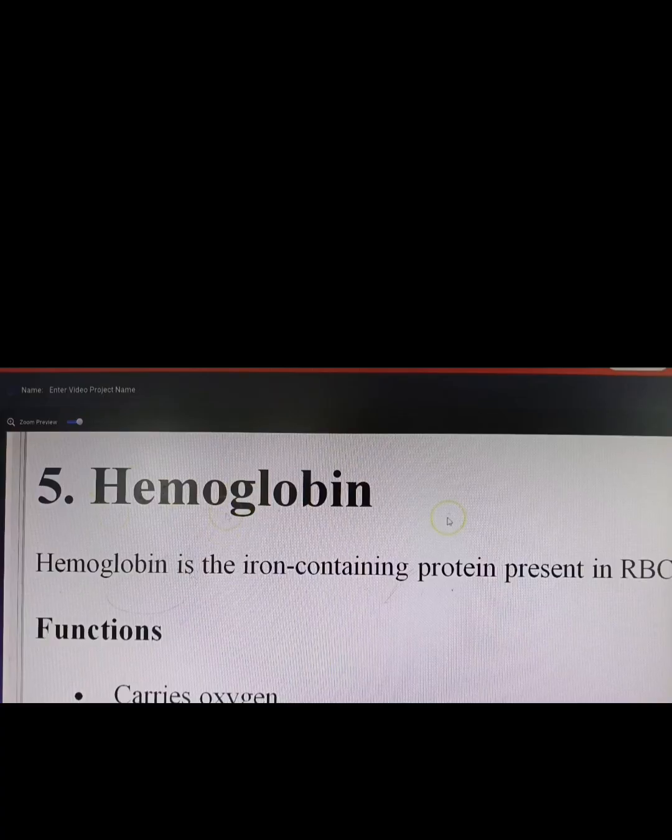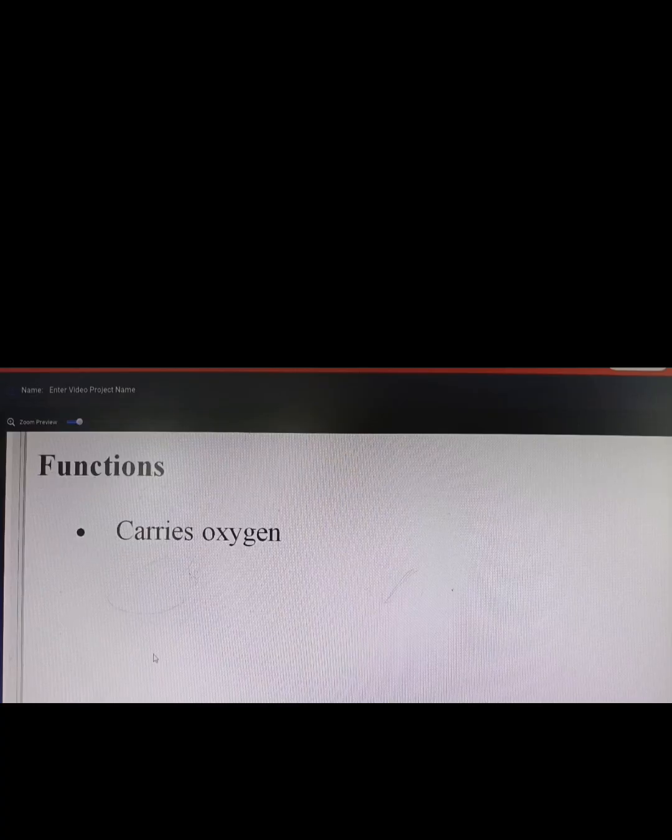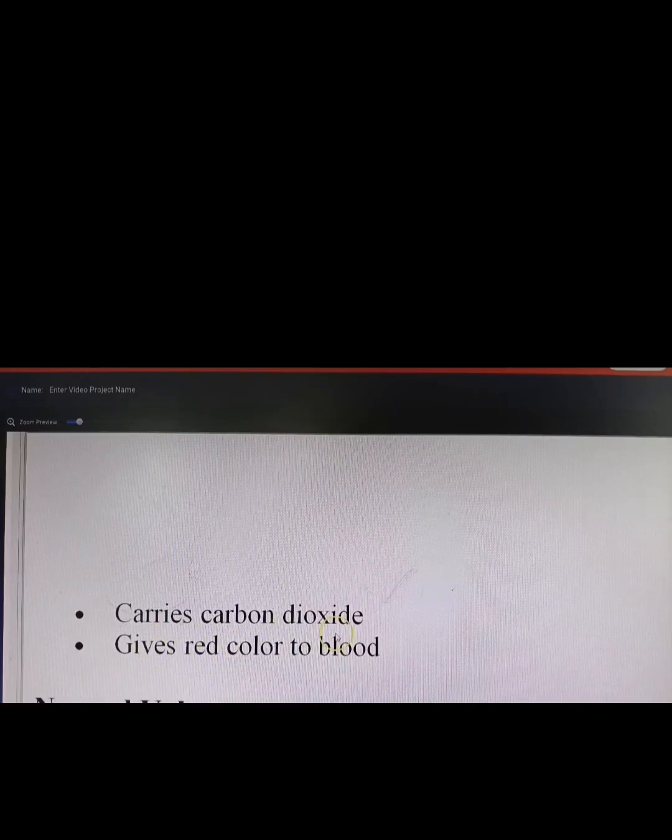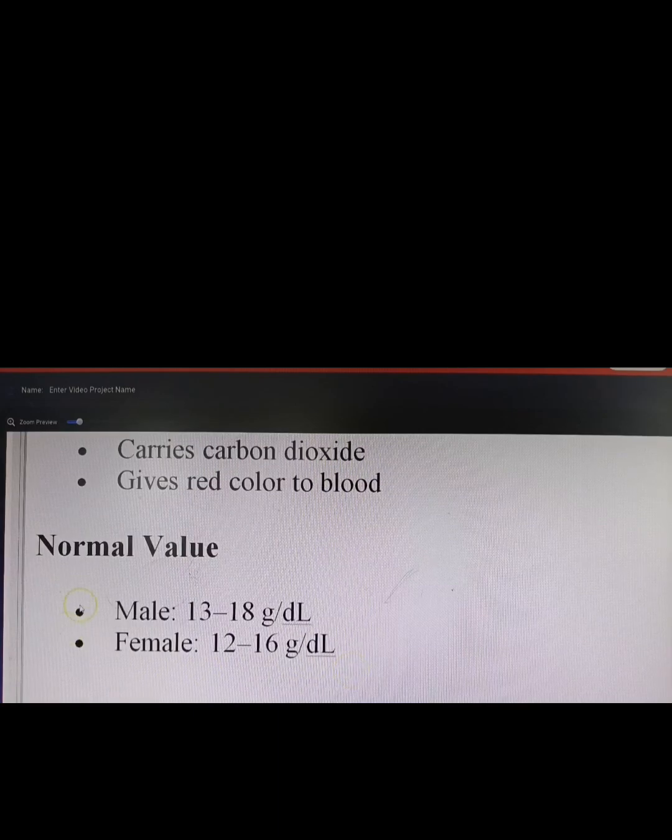Okay, next we will study about hemoglobin. Hemoglobin is the iron-containing protein which is present in RBC cells. Functions of hemoglobin are: carries oxygen, carries carbon dioxide, gives red color to the blood. Now we will see normal values of hemoglobin in the blood. In males, approximately 13 to 18 grams per deciliter. In females, 12 to 16 grams per deciliter.